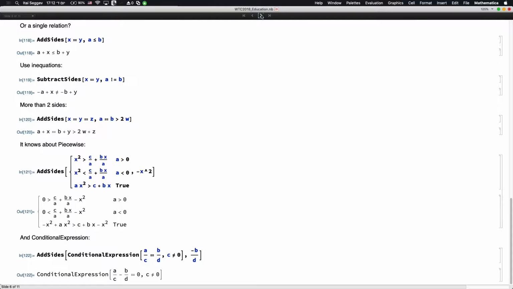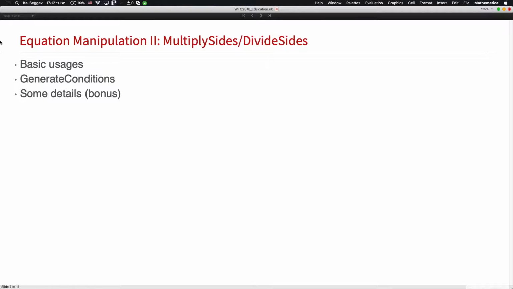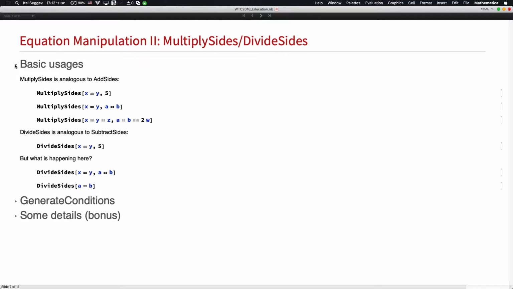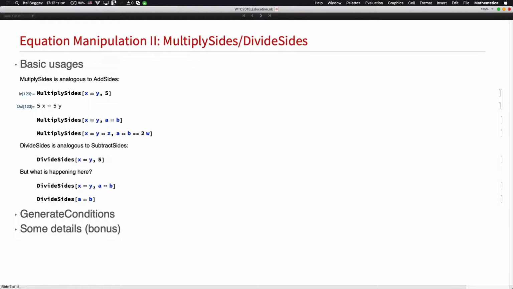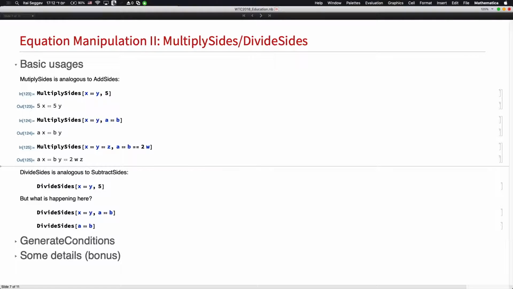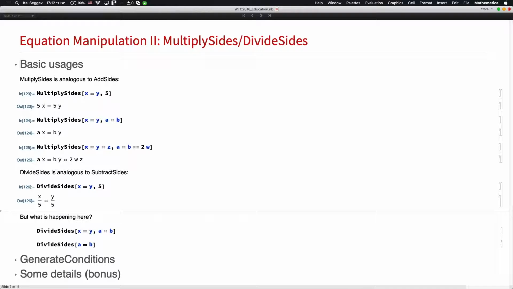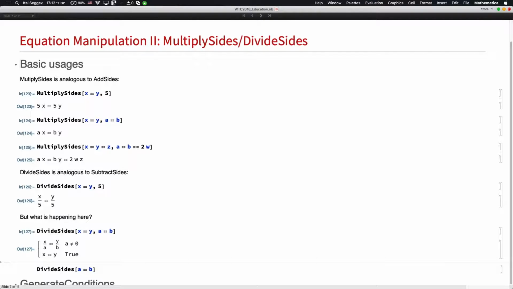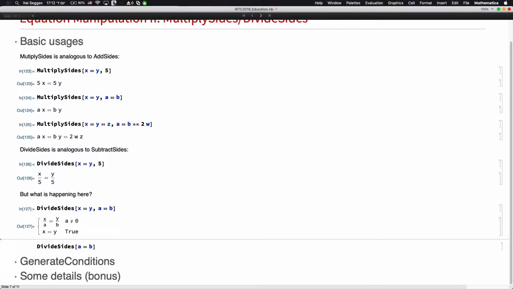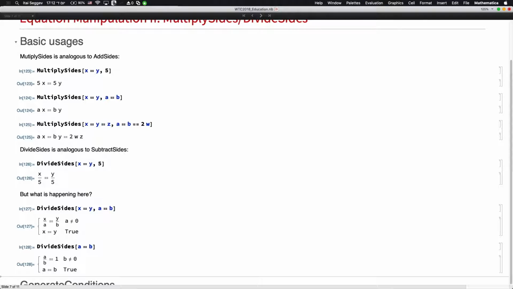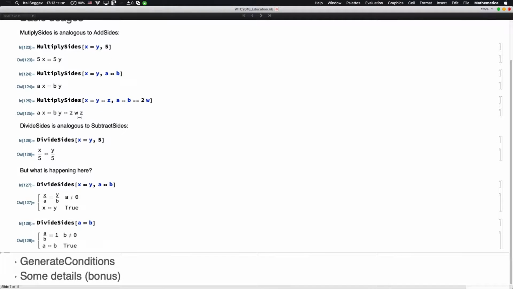So adding and subtracting is actually pretty simple. Then there's multiplication and division, which at first starts out pretty analogously. You have MultiplySides, and it looks basically just like AddSides. Then you have DivideSides, and it starts out looking okay, but then you divide 2 equations, and you get a piecewise thing out. Or if you do DivideSides on a single equation, you get an equation out.